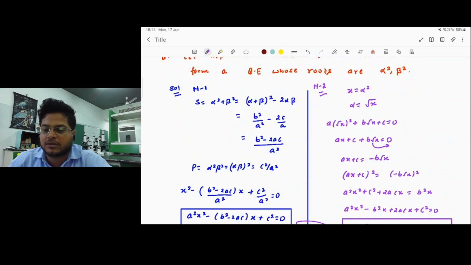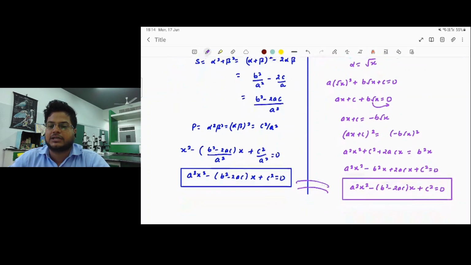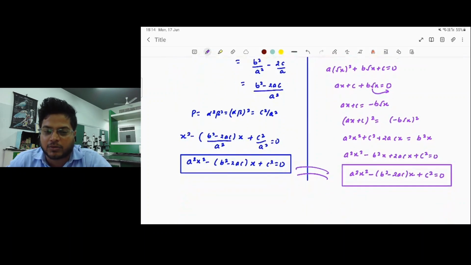So we'll see the application of this in the next class. We have a very interesting question which is slightly calculative and involved. This topic is slightly tricky, so see it again and again in case you're not getting clarity in the very first attempt.